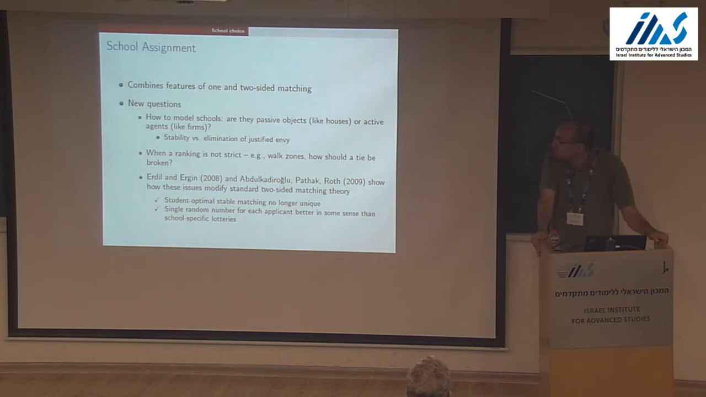The question is, what's better? This is a question that, in every school district I've interacted with, has come up. This is kind of fun because I don't think we would have asked this question had we not actually talked to school districts about their matching protocols. And there are results that argue that having one random number tends to be better than having a separate random number for each possible school.